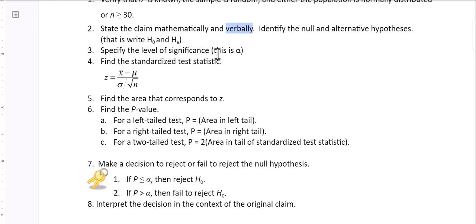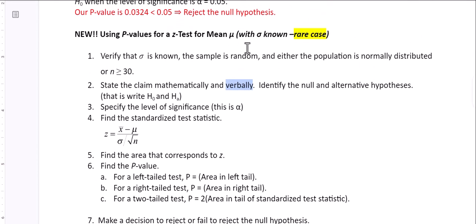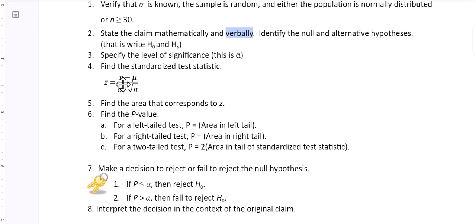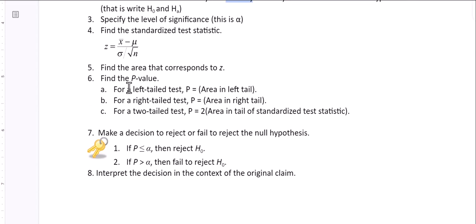This will always be given to you unless you're writing your own study. And then find a standardized statistic. So when we know sigma, we use z-scores. When we don't know sigma, you use the t-scores.